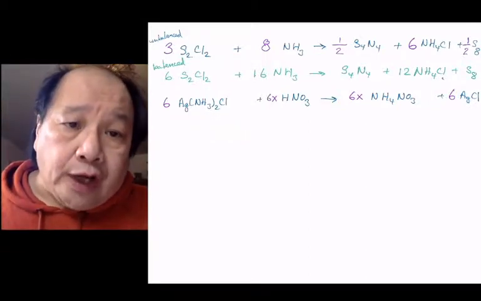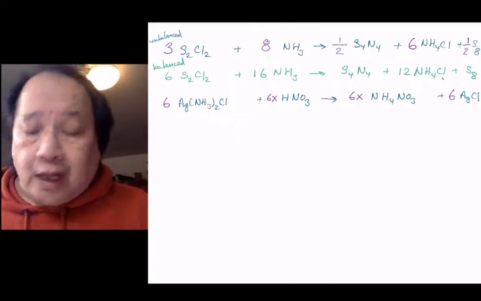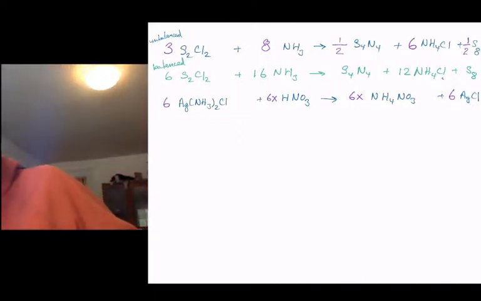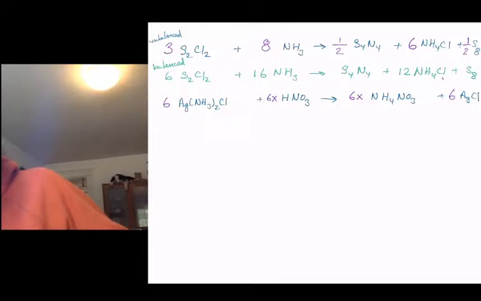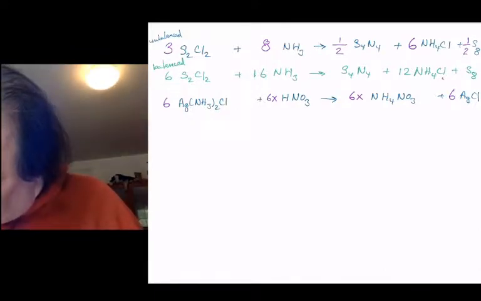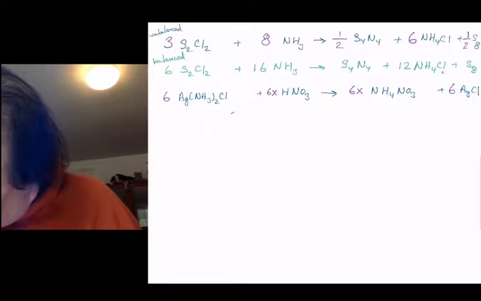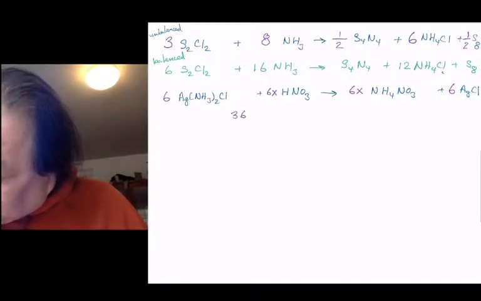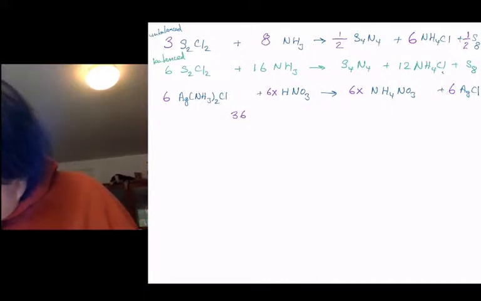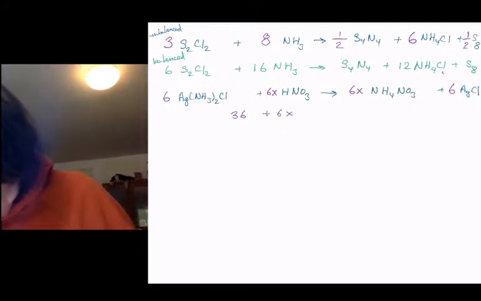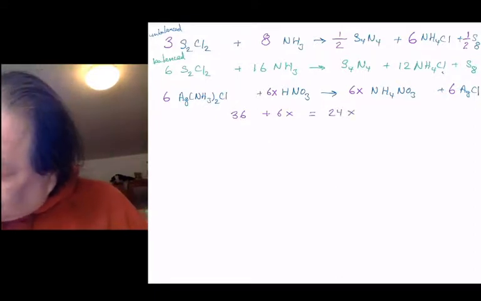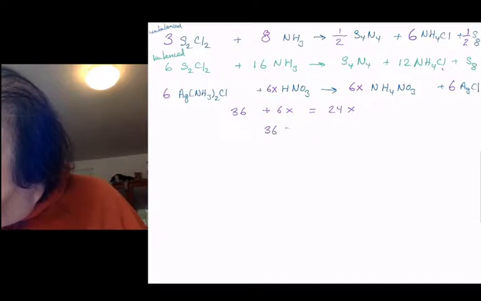And now we must solve for x. What you need to do is pick an element that we haven't balanced for, and pick the easiest element. To my eyes, it's N. So, maybe no, H. H is easier. So we've got 6 times 6. We have 36 H's over here. NH3 twice times 6 plus 6x for this HNO3. And on the right side, we have 24x. And so we get that 36 equals 18x. And x is equal to 2.